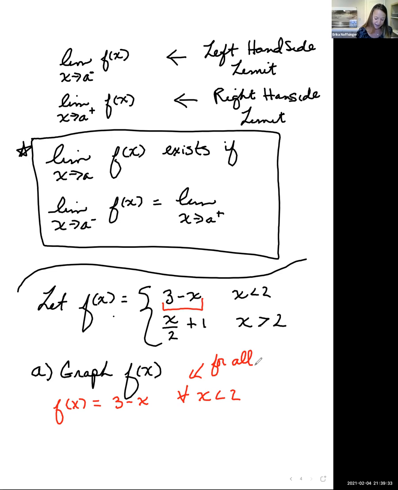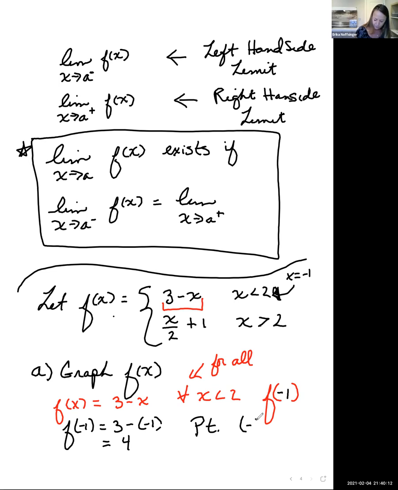So if I was asked to find f of -1, when x is equal to -1, I'd have to look at which inequality that makes true. It makes it true for this first inequality, x less than 2. So that tells me I need to use this equation, and I would plug in -1 wherever I saw an x, and that would give me my y value. That gives me 3 plus 1, which is 4. So f of -1 is 4, and I have a point on the graph at (-1, 4).